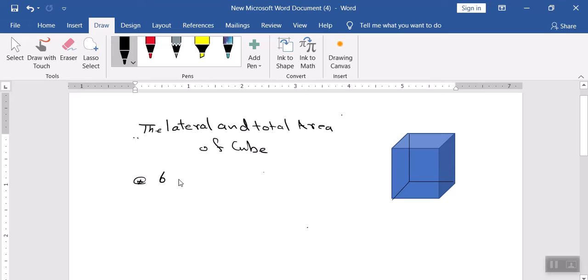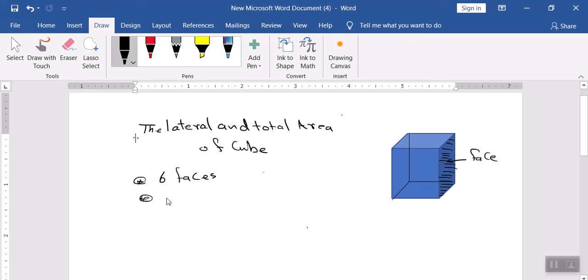It has 6 faces, and this is called a face. This side is called a face. This is a face of the cube, so it has 6 faces.